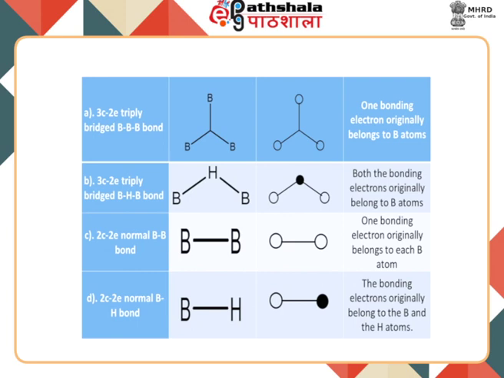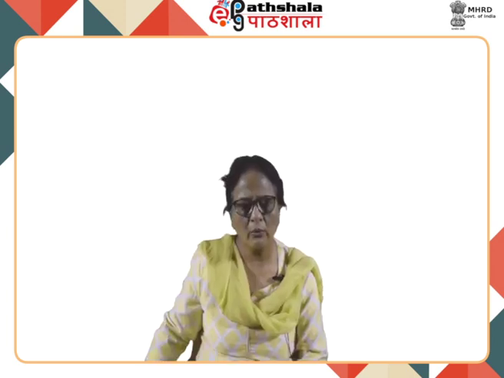And finally, the 2 center 2 electron normal BH bonds, where the bonding electrons originally belong to the boron and the hydrogen atoms. However, the boron atom of each terminal BH2 group contributes 1 electron to the B-B framework. Thus, overall bonding in boranes is codified as a 4-digit number called the Styx number.